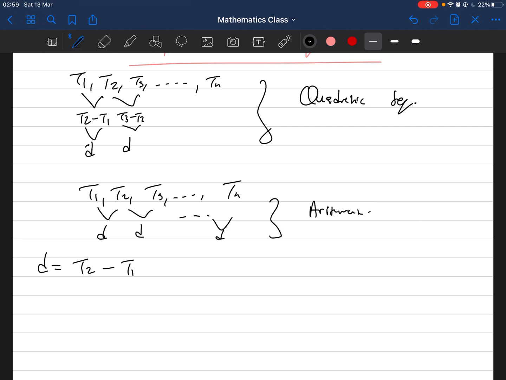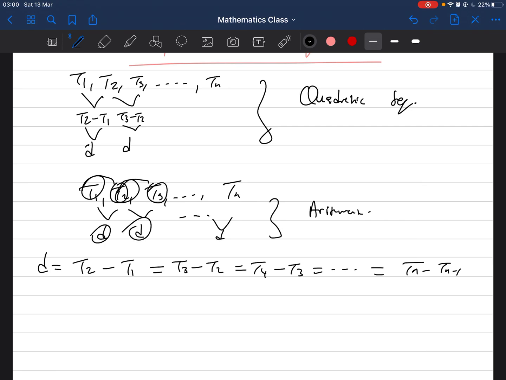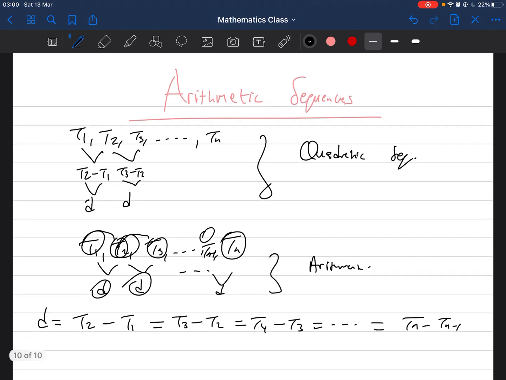T2 minus T1 is the same as T3 minus T2, as T4 minus T3, and so on, till Tn minus Tn minus 1. So if you find a difference between T1 and T2, you're gonna get D. Find a difference between T2 and T3, you're gonna get D. Tn and Tn minus 1, you're gonna get D. So basically that's your D.